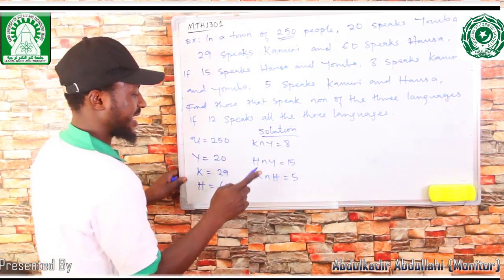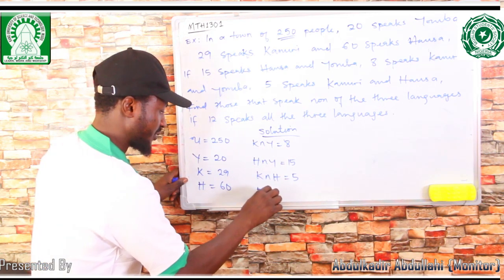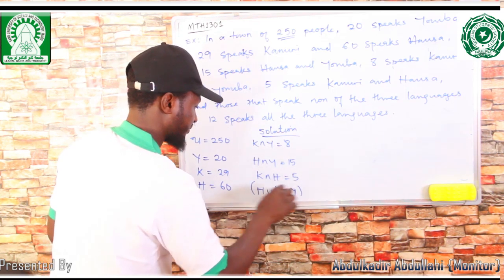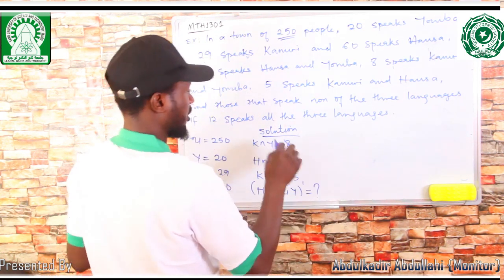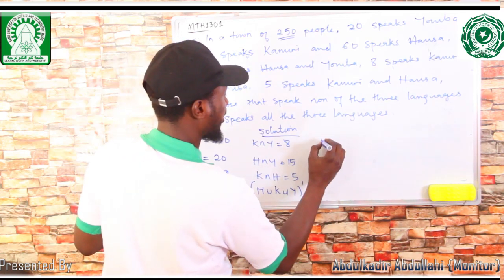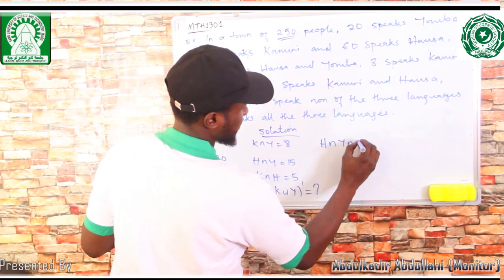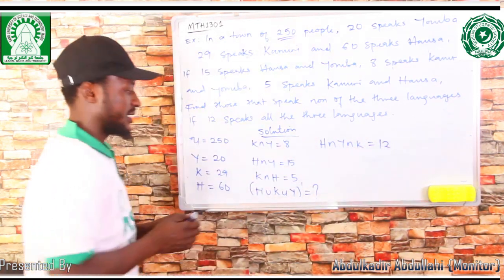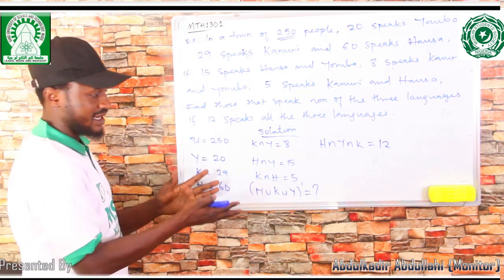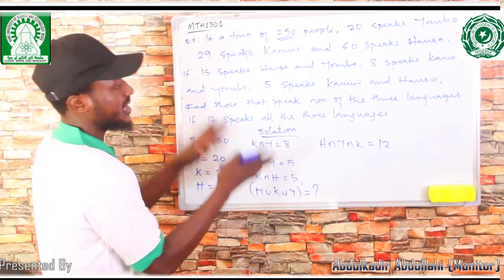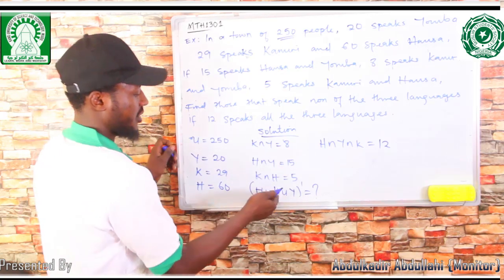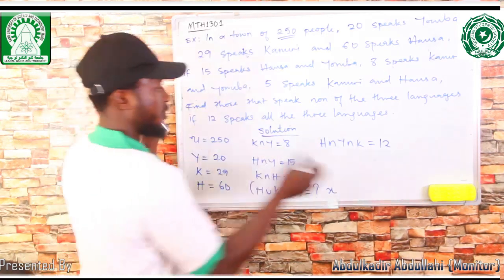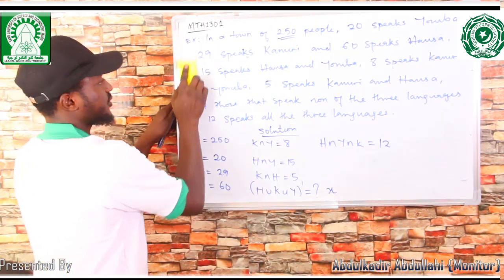It says, find those that are speaking none, that is, H union K union Y, all complement. We are to find this. And also we are given those that are speaking all: H intersection Y intersection K is equal to 12. So now having our data, the next thing is to represent this data in a Venn diagram, then we solve for this. Now let this one be X.